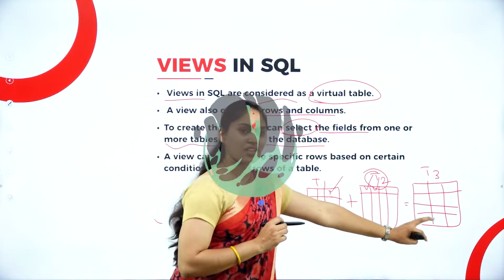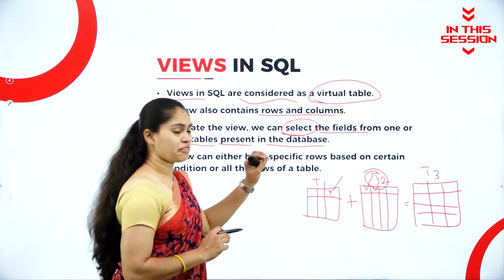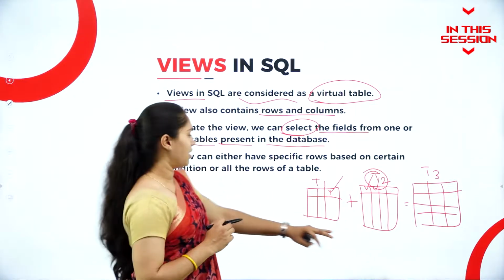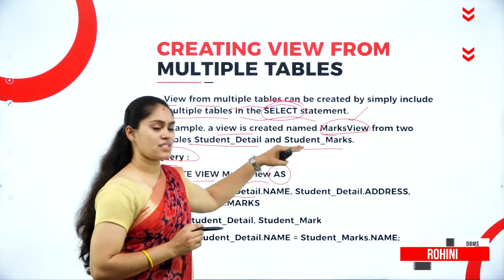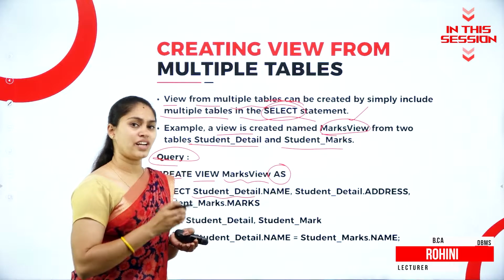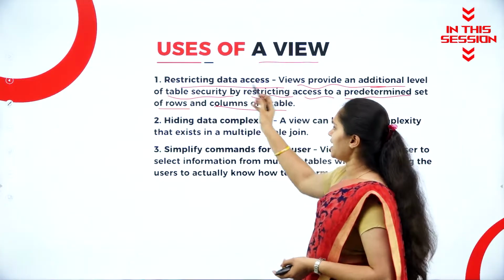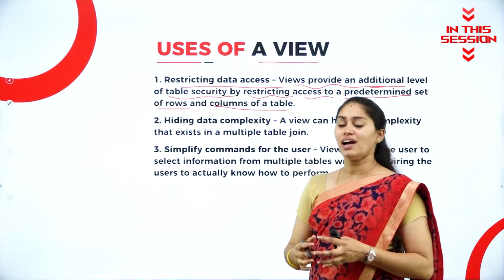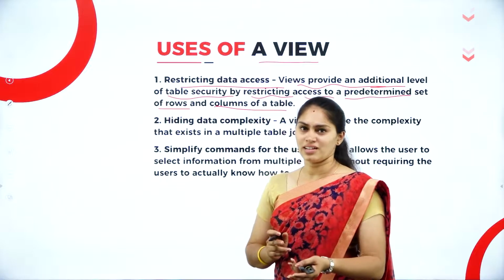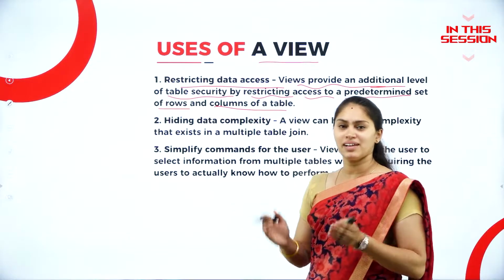If you wanted to create a view or a virtual table, you can select the data, you can select the fields or columns or attributes from one or more tables. In the student detail as well as in the student marks, we have name. So I wanted to fetch a name column from this student detail. By restricting certain accessibility to the data, it is going to provide table level security. Already we know that, right? We have a column level constraint and also we have a table level constraint.